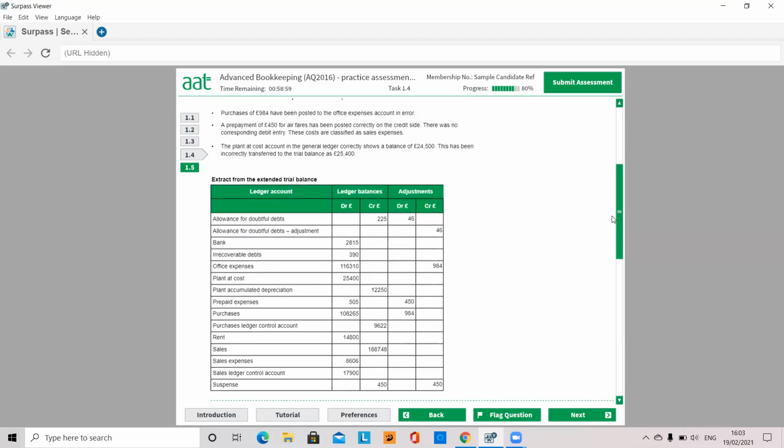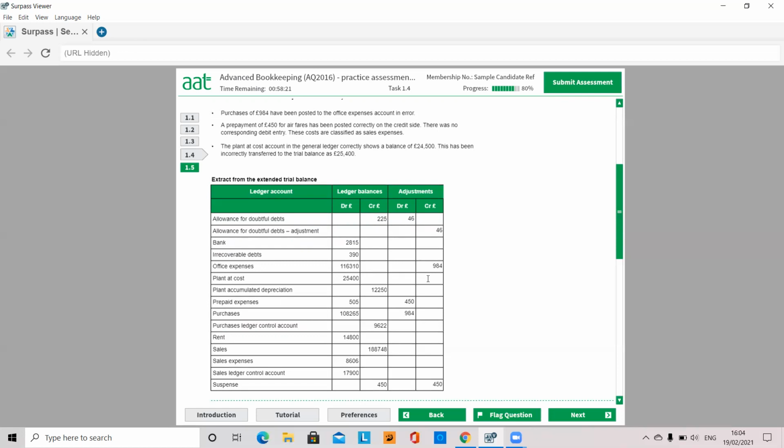And the next thing says the plant at cost account in the general ledger shows a balance of 24,500. So in the accounts, it shows the plant is at a cost of 24,500, but we've incorrectly recorded it as a balance of 25,400, which is £900 more. So again, it wouldn't have balanced. So again, it's a suspense account. So we're now going to put that right.